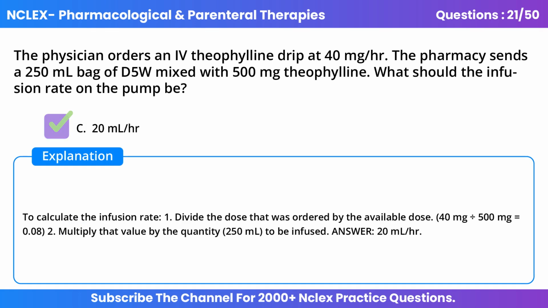To calculate the infusion rate: 1. Divide the dose that was ordered by the available dose. 40 mg divided by 500 mg equals 0.08. 2. Multiply that value by the quantity, 250 ml, to be infused. Answer: 20 ml per hour.